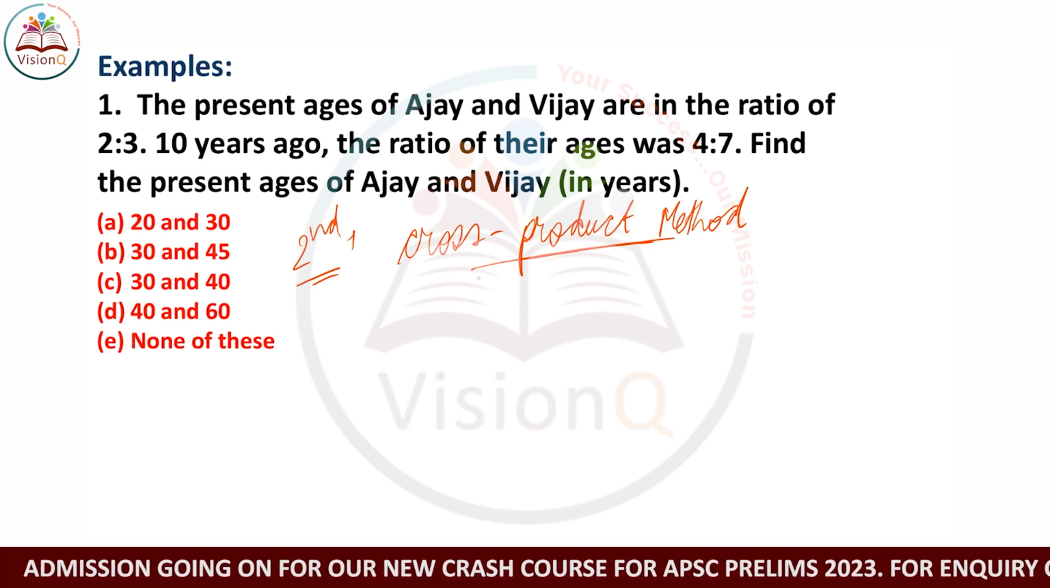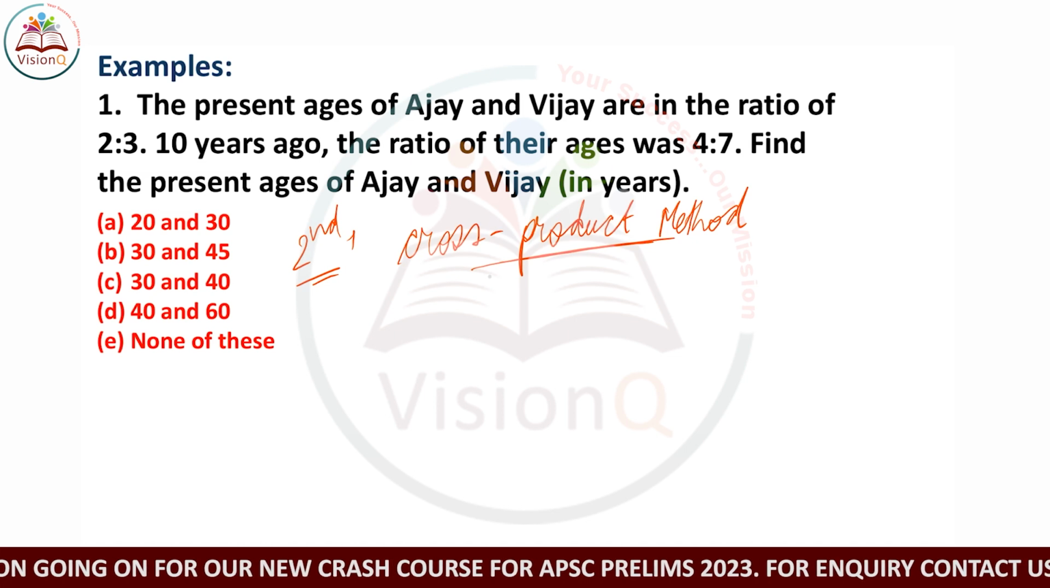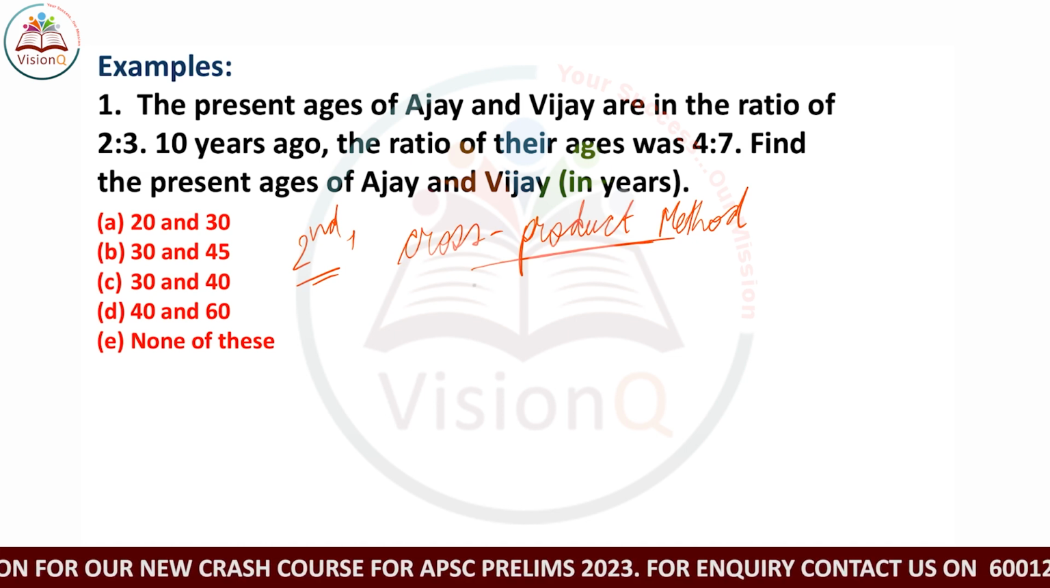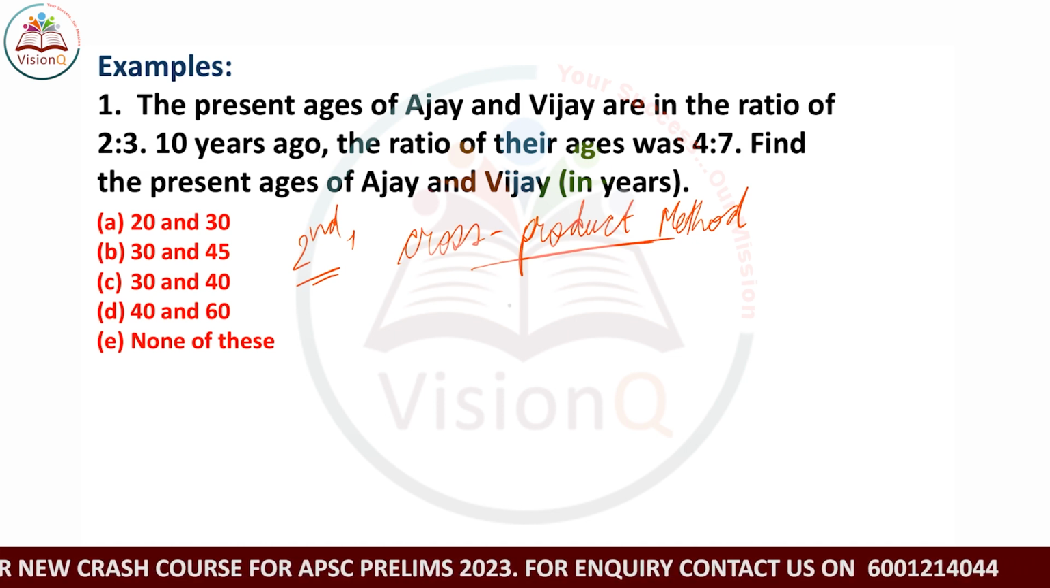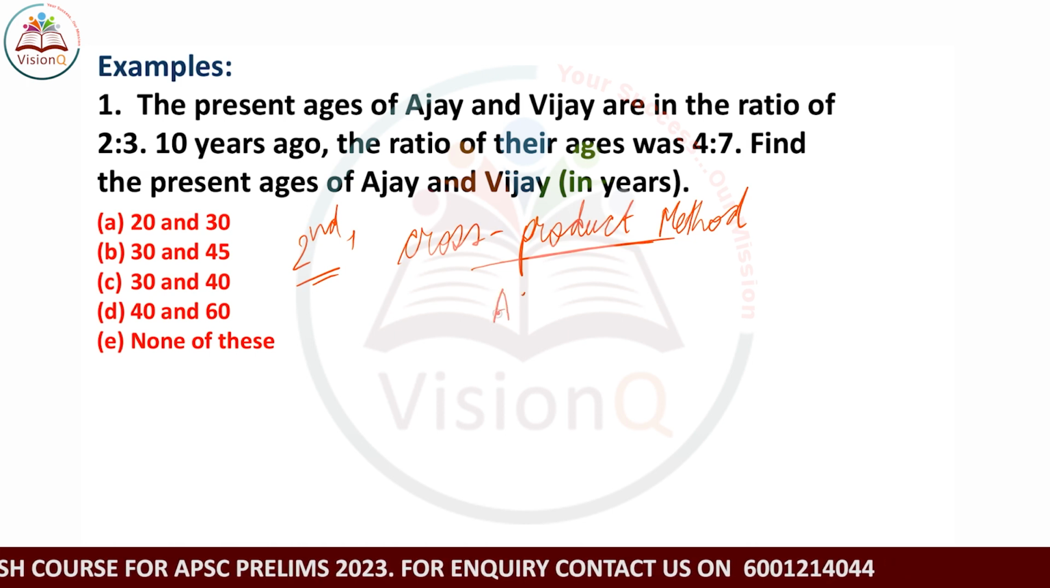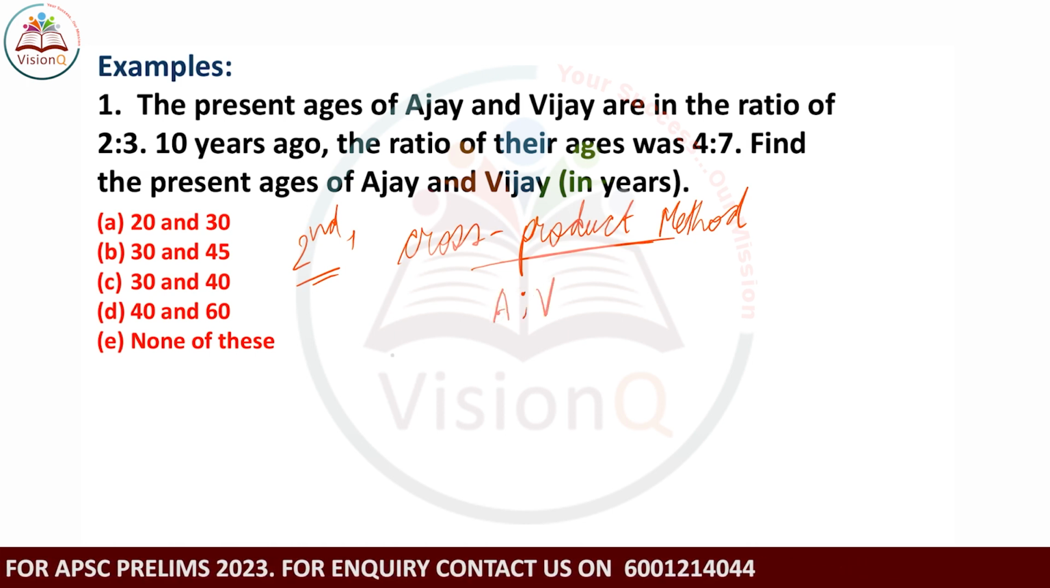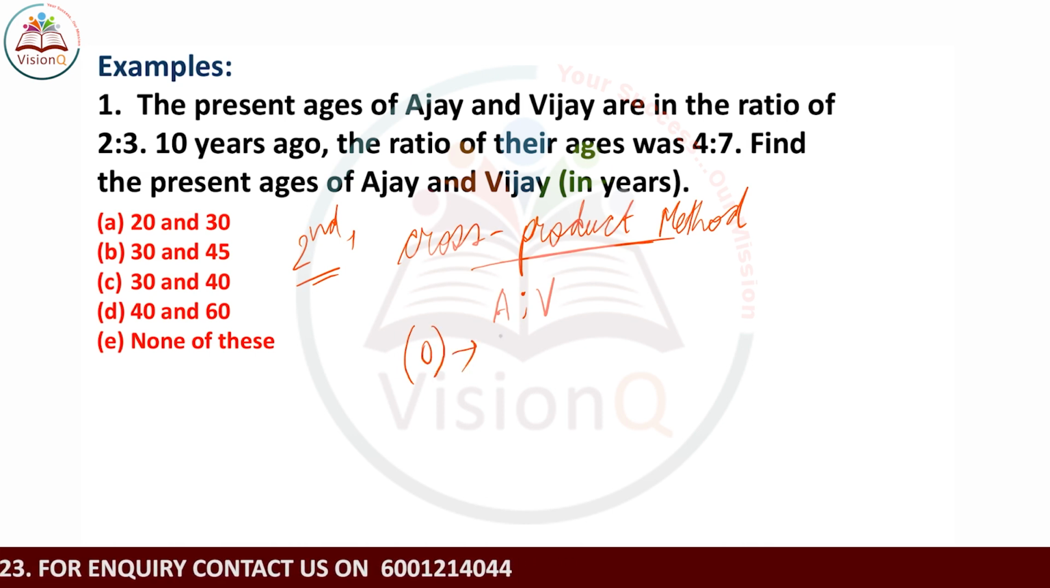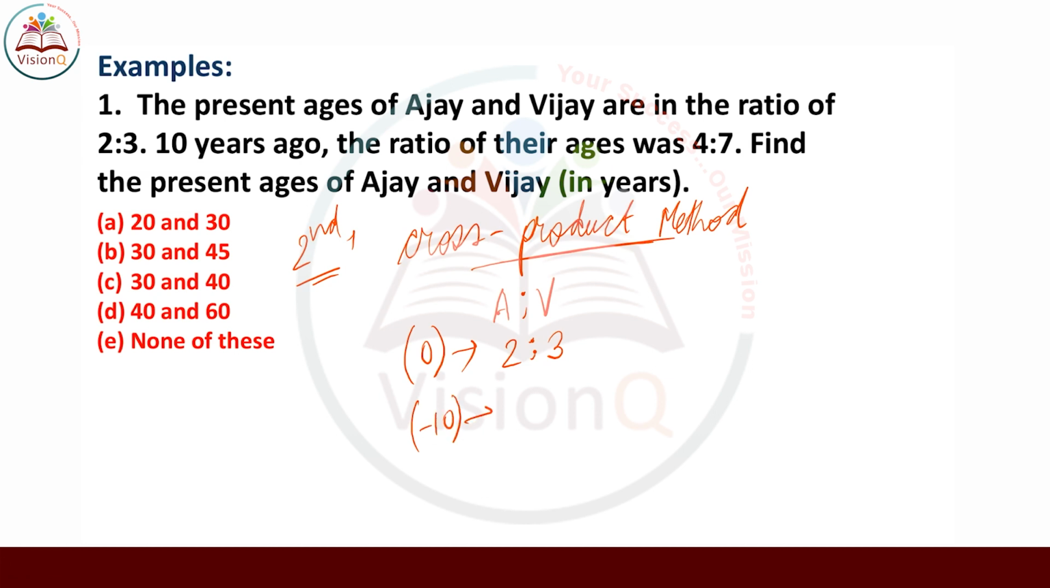Now see, this method is applicable whenever you are given two ratios. Okay, in this question you are given two ratios of Ajay and Vijay. One ratio is for the present. The present ratio, that means 0. 0 means the present ratio. 2:3, it is given as the 2:3 ratio. Then 10 years ago, the ratio was how much? 4:7. So before 10 years, that is minus 10, I can say. Now minus represents 10 years ago.